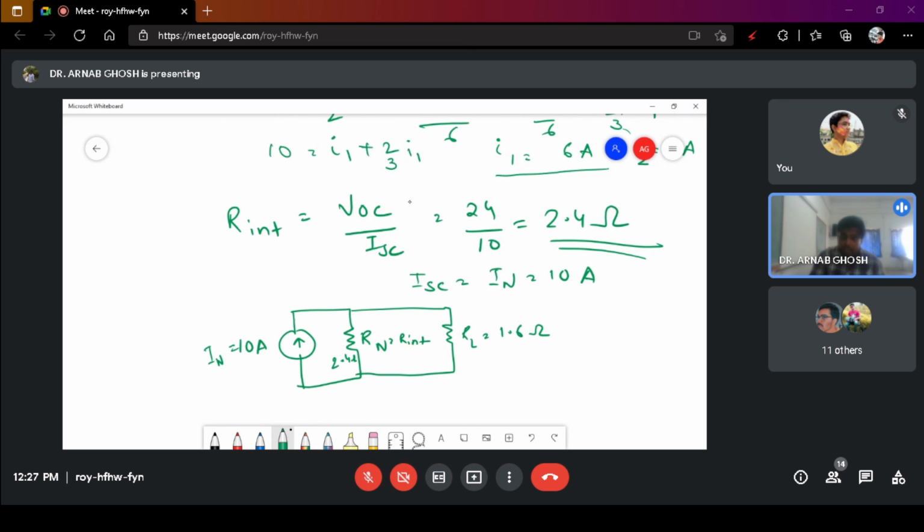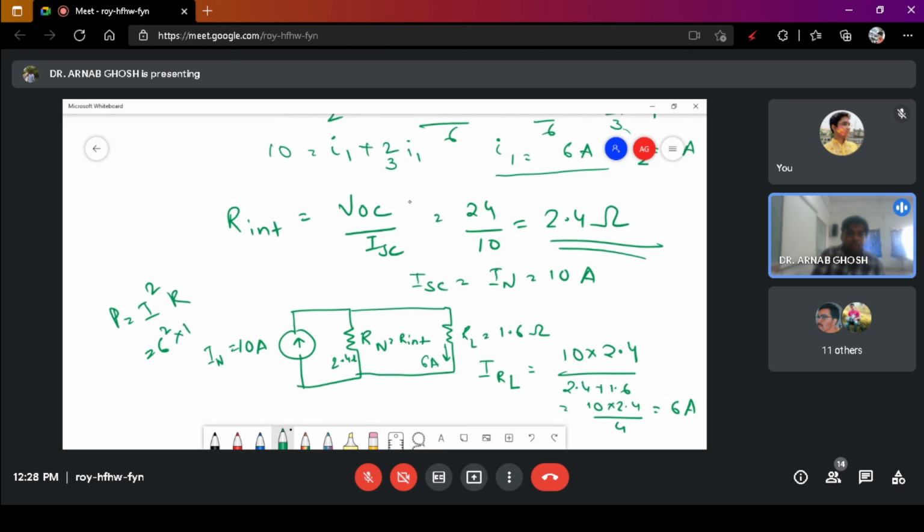Now you can calculate the current through RL. So what will be IRL? How do you calculate IRL? 10 into 2.4 by 2.4 plus 1.6. So this is 10 into 2.4 by 4. This is coming out as 6 ampere. So the current across this is coming out as 6 ampere, and you have been asked to calculate the power. So power is equal to I square R, that is 6 square into 1.6, and you will get the value of the power.